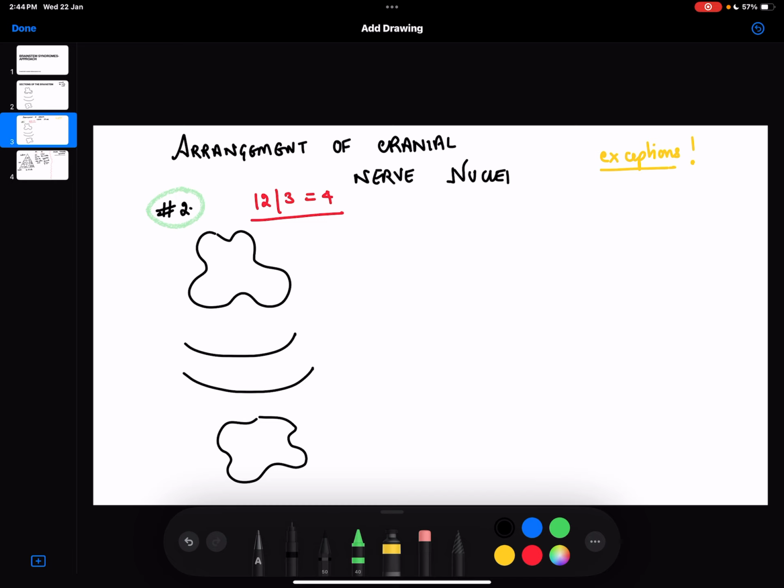So that is exactly what is depicted here. The 12 cranial nerves have to be distributed between the midbrain, pons, and the medulla. That means that we have 4 cranial nerves at each level. Easy. So we have cranial nerves 1, 2, 3, and 4 at the level of the midbrain, and cranial nerves 5, 6, 7, and 8 at the level of the pons.